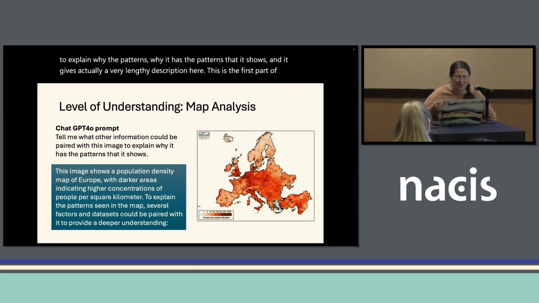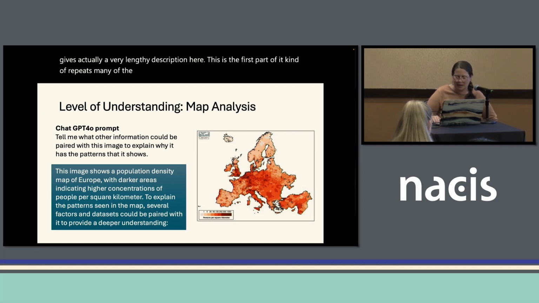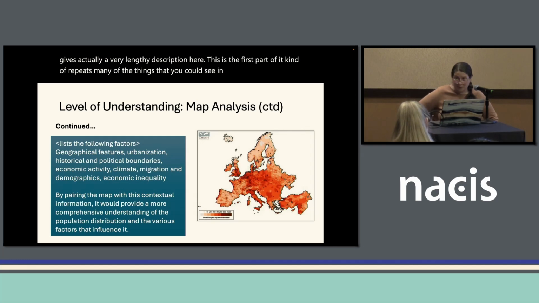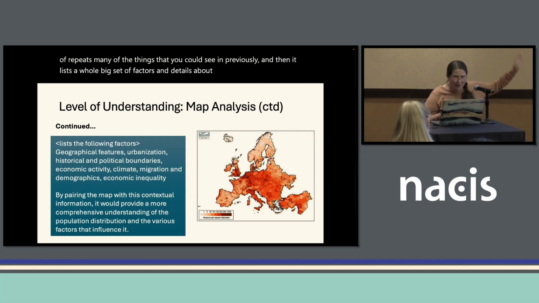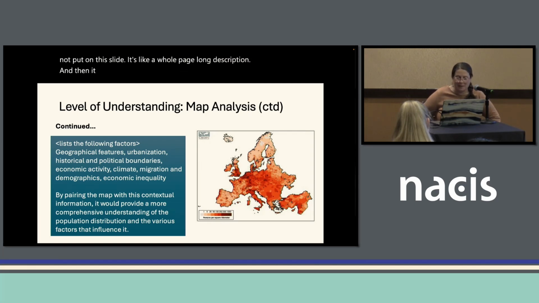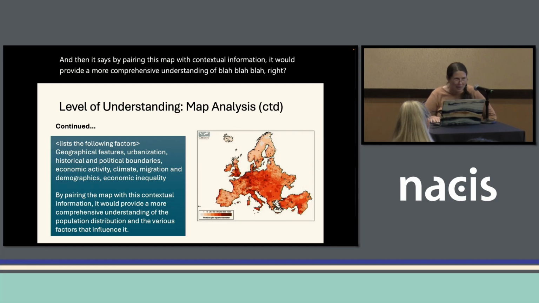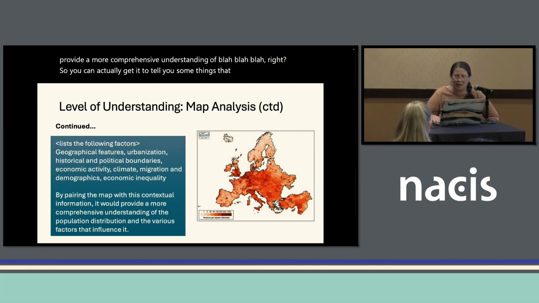It kind of repeats many of the things that you could see previously. And then it lists a whole big set of factors and details about those factors, which I did not put on this slide. It's like a whole page long description. And then it says, by pairing this map with contextual information, it would provide a more comprehensive understanding of blah, blah, blah, right? So you can actually get it to tell you some things that could potentially be helpful.